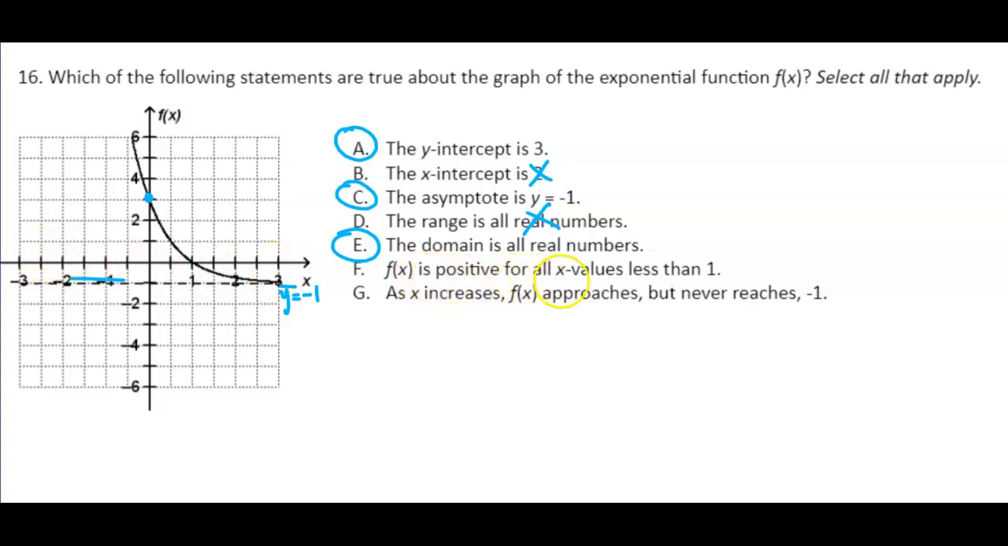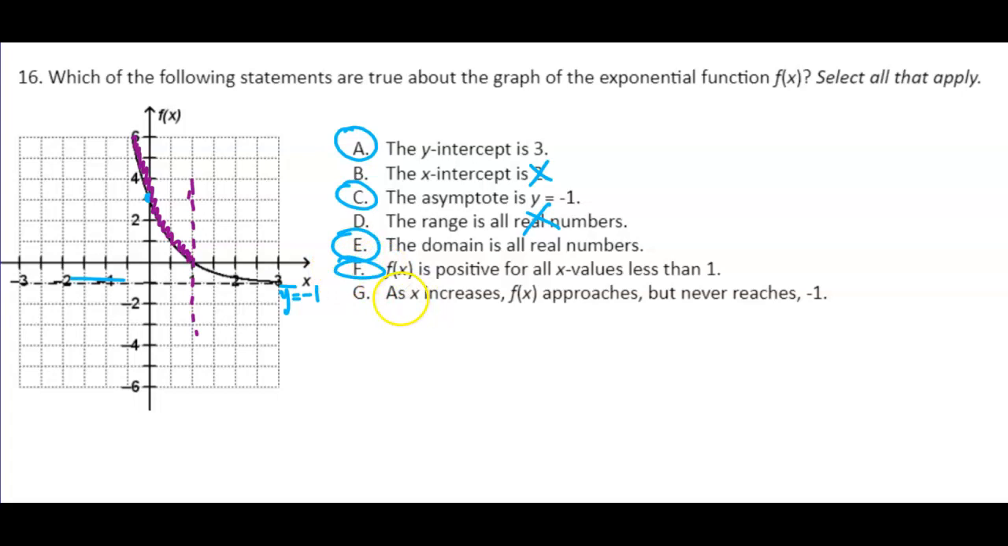F of x is positive for all values less than 1. Here is 1. Here's x equals 1. All values less than 1 is all the graph from there to the left. If you look at this piece of the graph, all of that is above the x-axis, so all of that is positive. All those y values are positive. All right, so that is also true.